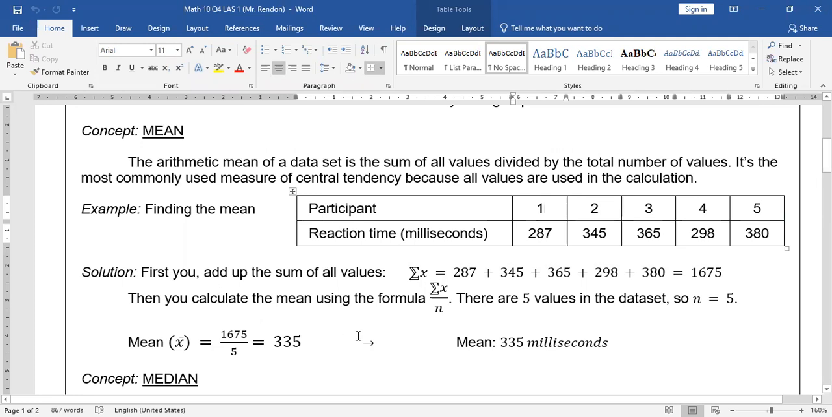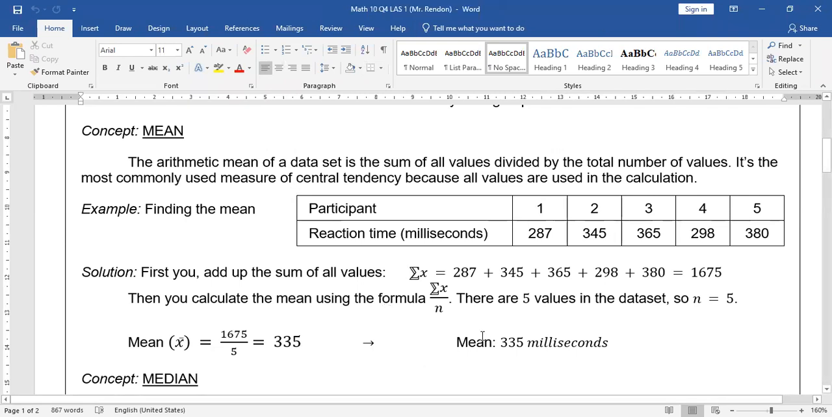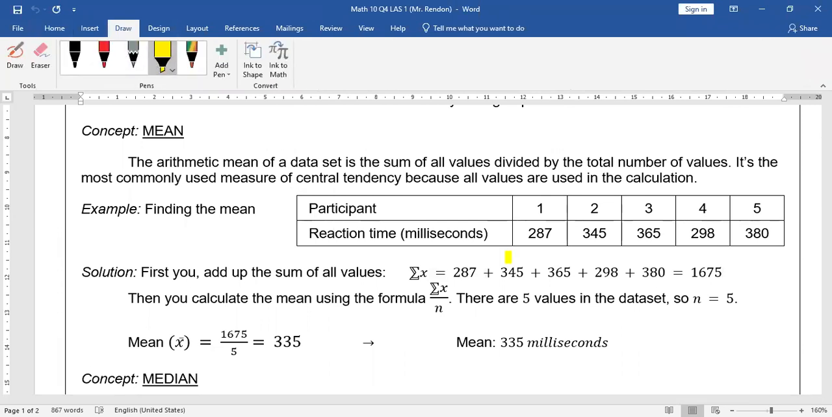First is to add up the sum of all values. We get the summation of x. We are familiar with the summation symbol. So after adding, gin-add naton tanan, we got 1,675. Okay, after adding, this is the sum, 1,675.